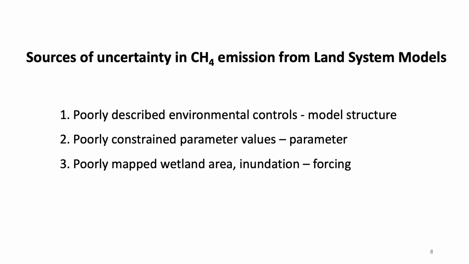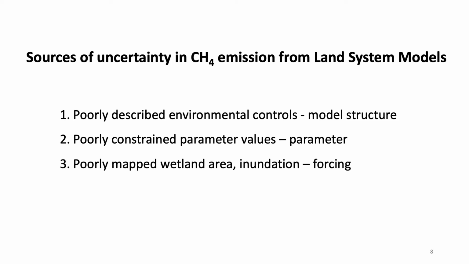There are three major sources of uncertainty in model-estimated net methane emission. First is an under-described model structure. That is because of a lack of empirical data to help build up a mathematical equation to describe that specific process. For example, the pH and the redox potential effect on methane oxidation is under-described in the model, and the problem is that we don't have much data to validate the model results.